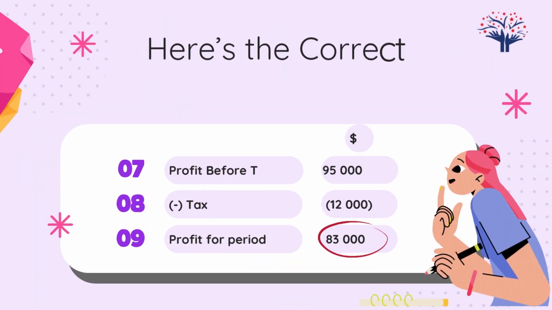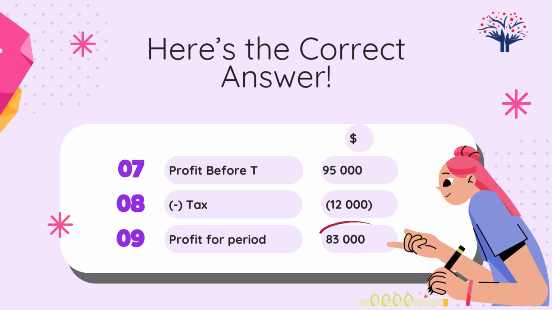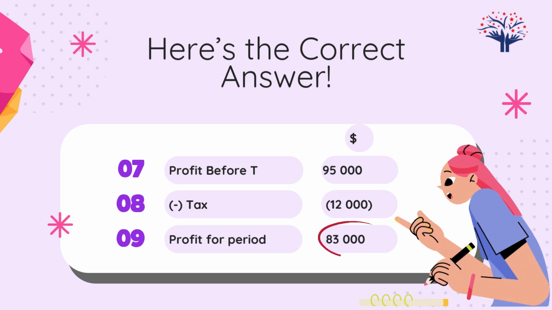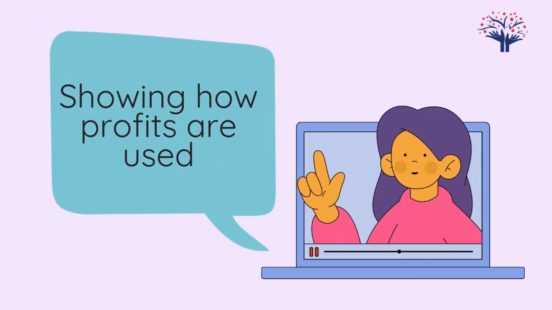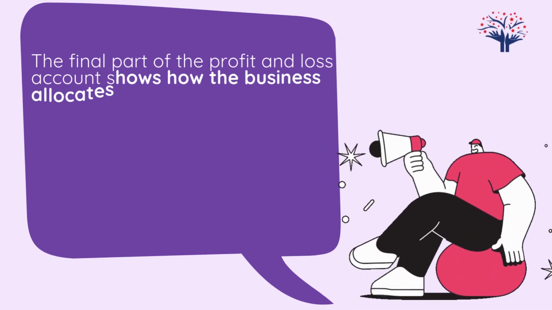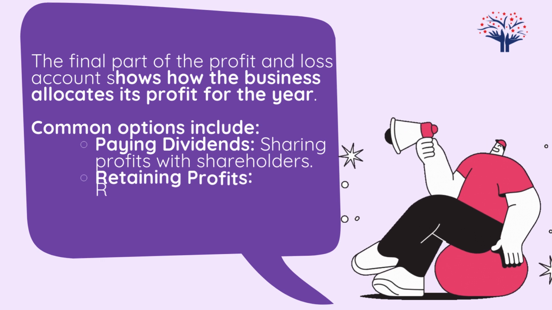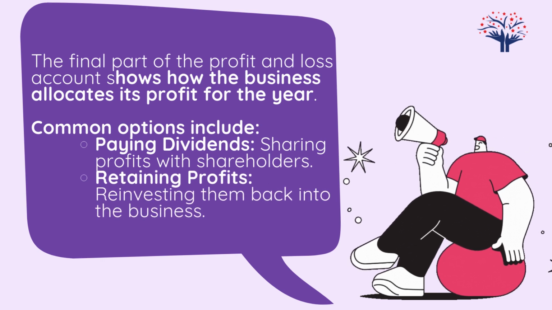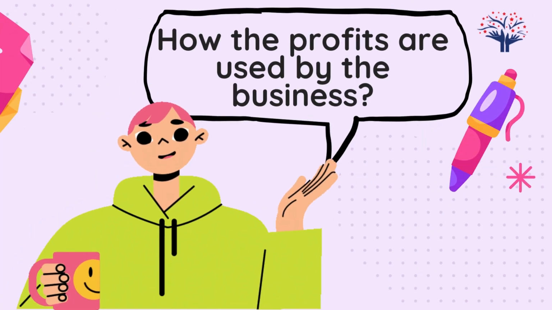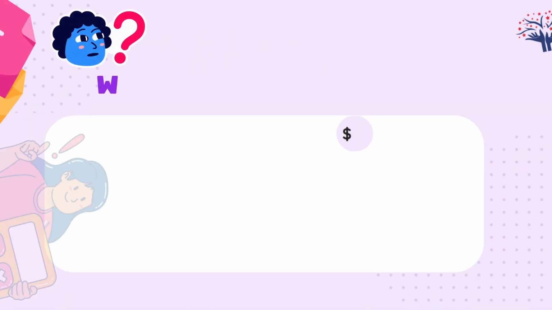Here's the correct answer. Starting with the profit before tax, which is $95,000, we subtract the tax on profits, $12,000. This gives us a profit for the period of $83,000. Now, let's look at how the profits are used. The final part of the profit and loss account shows how the business allocates its profit for the year. Common options include paying dividends, sharing profits with shareholders, and retaining profits, reinvesting them back into the business. Now, it's your turn. Can you figure out how the profits are used by the business? Think about how the profit for the period is divided between dividends and retained profit.